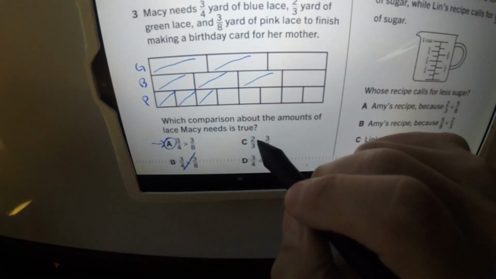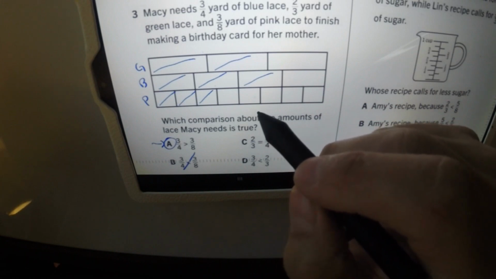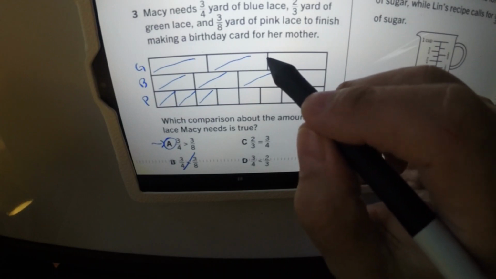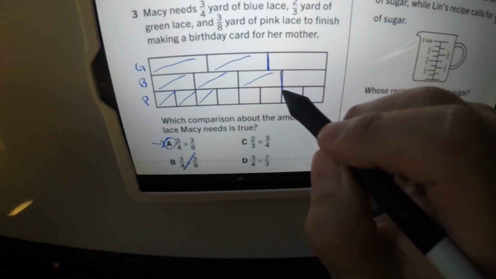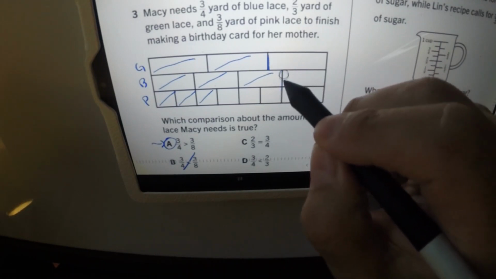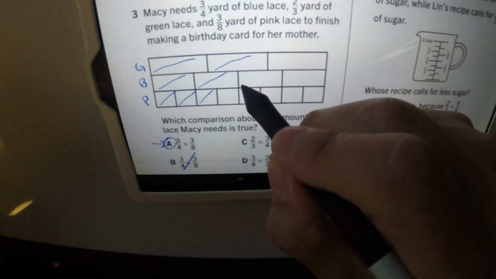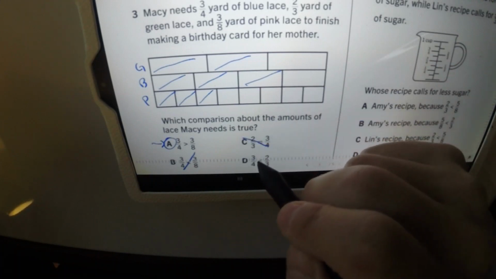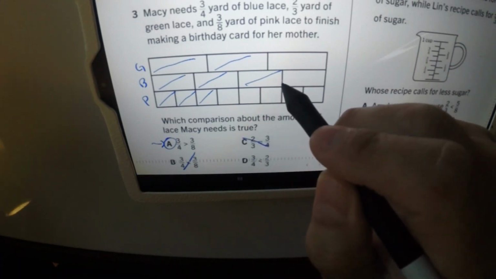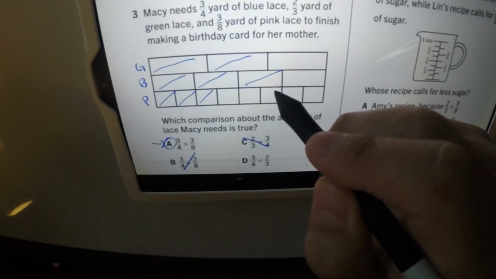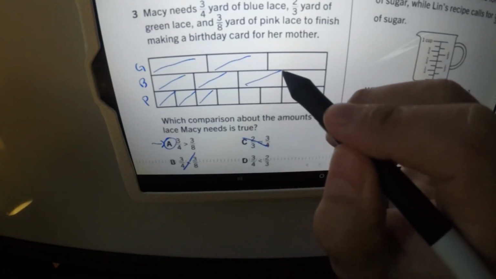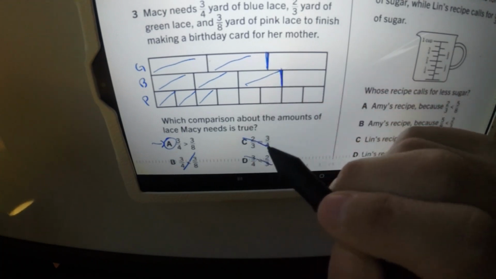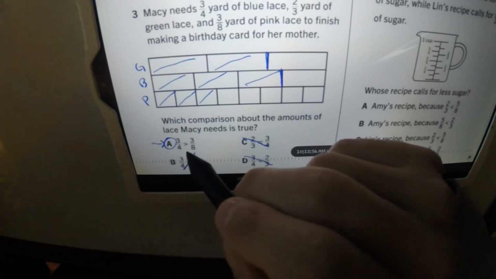Let's look at C. 2/3 is equal, that is, they are the same length as 3/4. So they're saying this is the same length as this. Well, they're not. We already know that's wrong. And then the last one, D: 3/4 is less than this. They're saying this is shorter than this. That's not true. So that's not our answer either. So again, we go back to A. We know A is the answer.